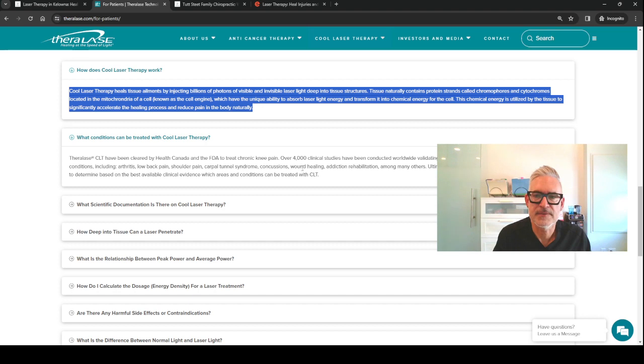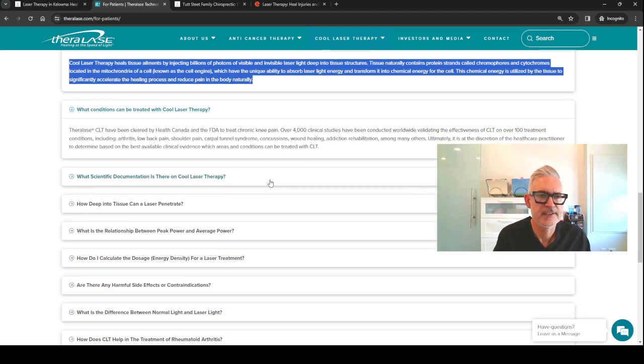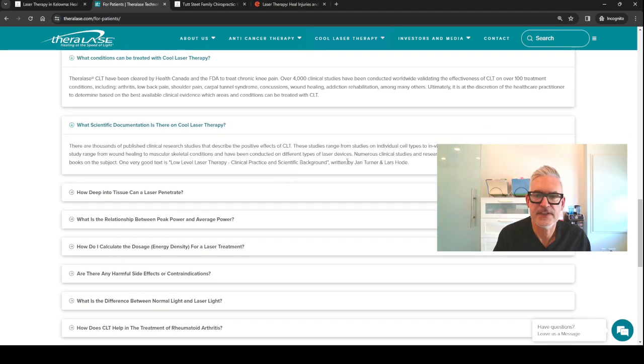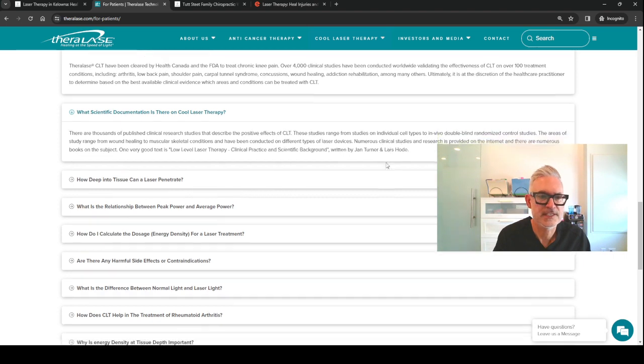We already went over some of the conditions, and they talk about the clinical studies for those conditions here, what the scientific documentation is for lasers. So it's well proven, lots of scientific studies.